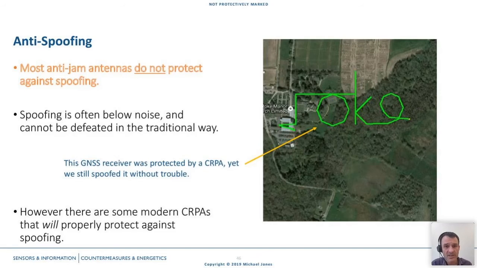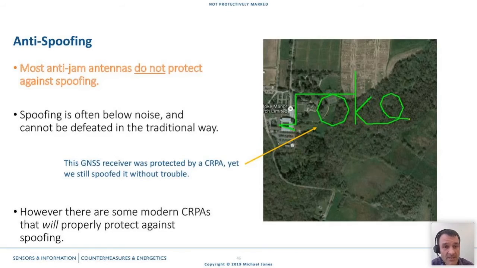The picture I've shown you here is an experiment we did to spoof a GNSS receiver, and we actually protected it with an anti-jam antenna. And this is just to illustrate the point that anti-jam antennas don't necessarily protect you against spoofing. So this was a stationary receiver, and we spoofed it off into the woods, writing the word "roke" as it goes. However, some GNSS anti-jam antennas can protect you against spoofing, such as the Raytheon Landshield product I've just shown you.